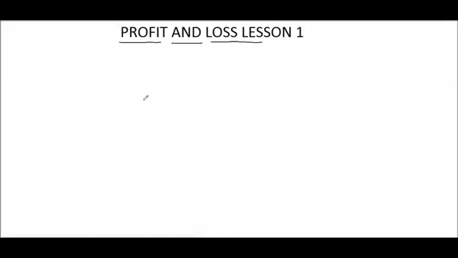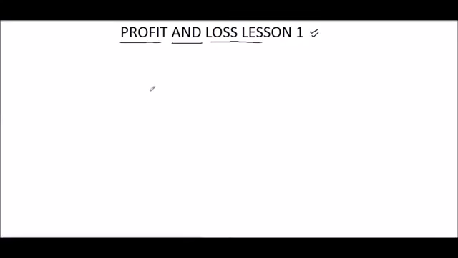Let's move on to the second chapter. In arithmetic, we'll start with profit and loss. Profit and loss is also a very important chapter for you as far as all the competitive exams are concerned. In this video, the first lesson, I'm going to cover all the basics for you so that you will be prepared to go for any type of very advanced level indirect questions in various examinations.